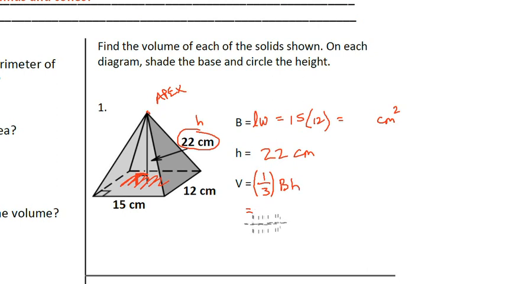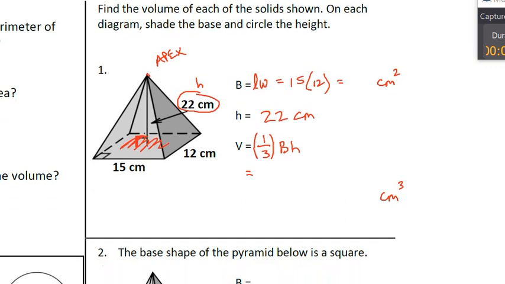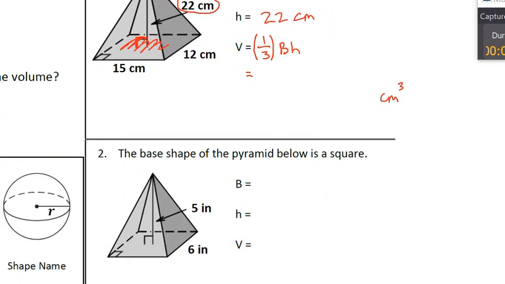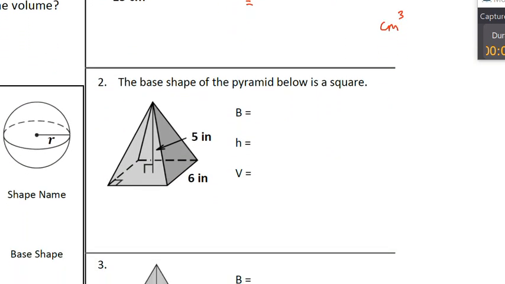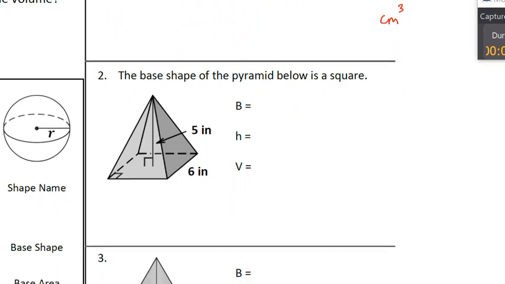And then you should be able to easily find your volume, and that will be in centimeters cubed when you get done. All right, so there's your help on finding the volume of a pyramid. This one, take a look at this. It says the base shape of the pyramid below is a square. That means this is a regular pyramid.